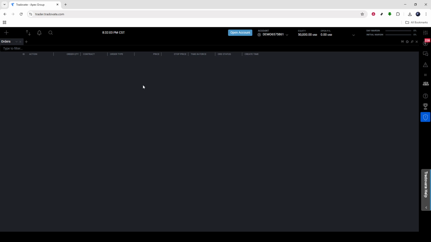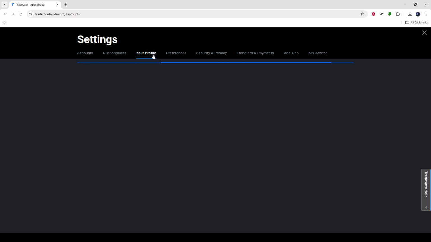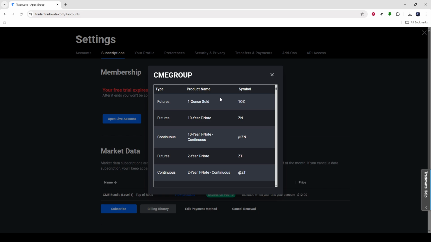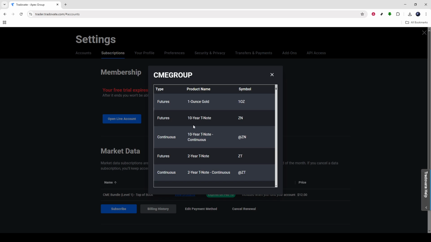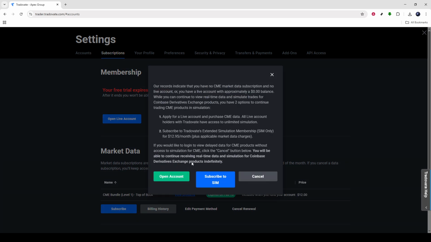First, confirm you have an active CME market data subscription. Without it, quotes may be delayed or not stream in real time, which makes precise entries and exits difficult. If prices aren't updating smoothly or you see delayed indicators, that's a sign to check your subscription status in your account settings and make sure CME data is enabled for futures.